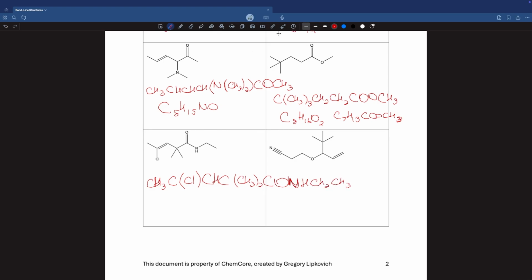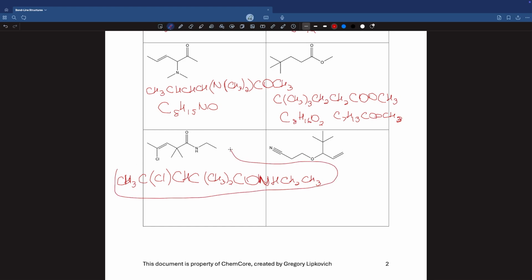And let me resize this a little bit because this looks absolutely horrible. This should do. Just notice that this structure, let's maybe bubble it with a pencil, that it goes for this. And then the molecular formula, if you counted up your carbons, hydrogens, chlorines, oxygen, nitrogens, you should get C9H15OClN.